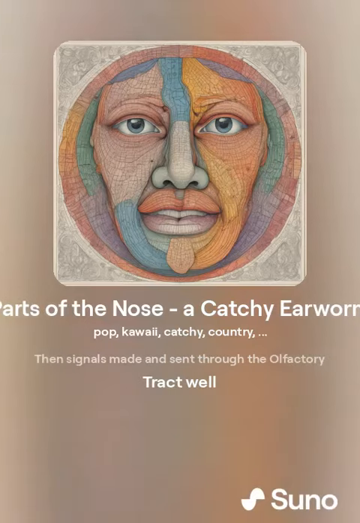They get stuck to a layer of mucus where they start to dissolve. That's where they bind to the olfactory receptor cells. And signals are made and sent through the olfactory tract.